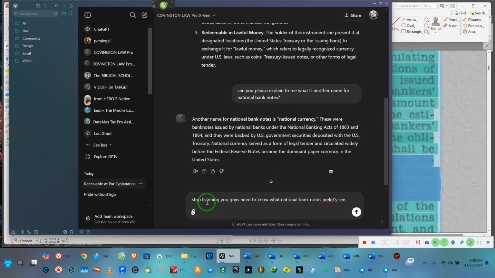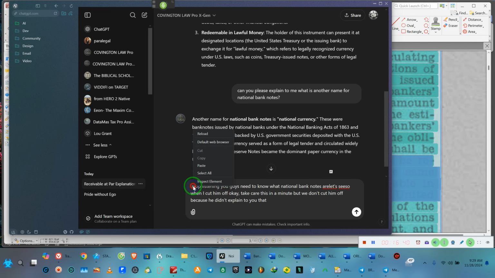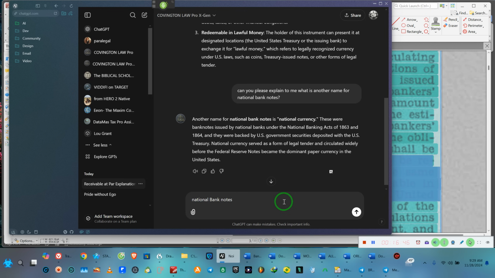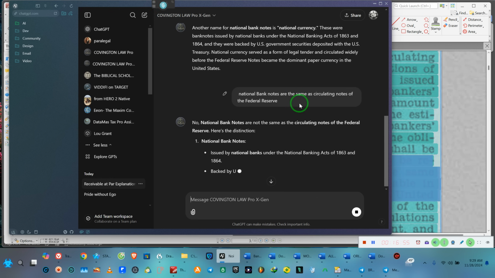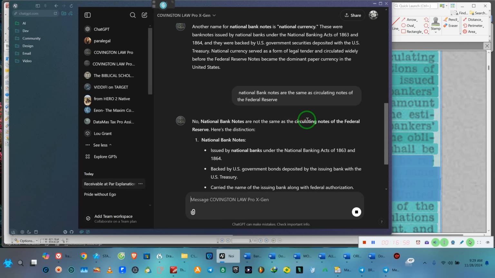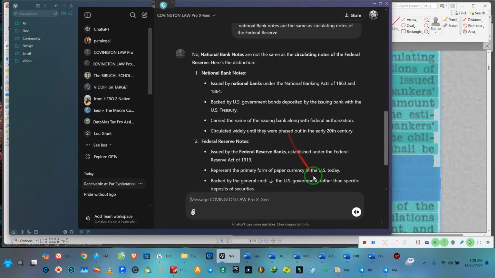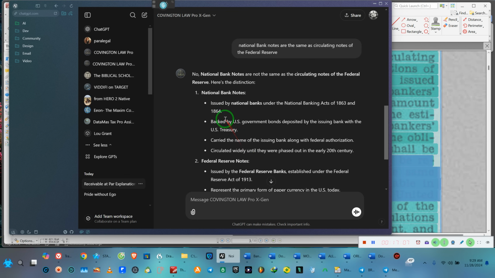So we're gonna cut him off. Okay, I'm gonna take care of this in a minute, but we're gonna cut him off because he didn't explain to you that national banknotes are the same as circulating notes of the Federal Reserve. Stop listening. Now let me go ahead and correct him, okay? Because he's saying no, they're not. He's saying national banknotes were issued by national banks.